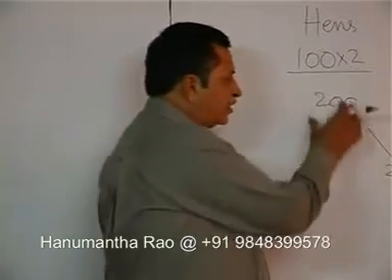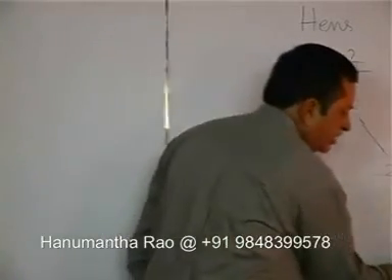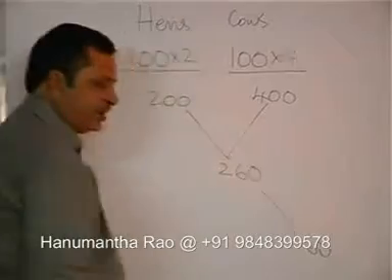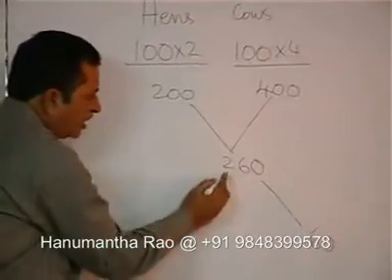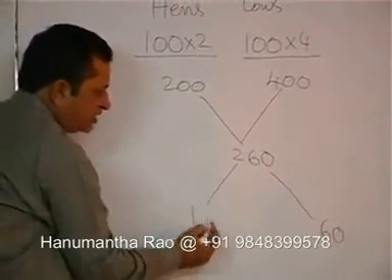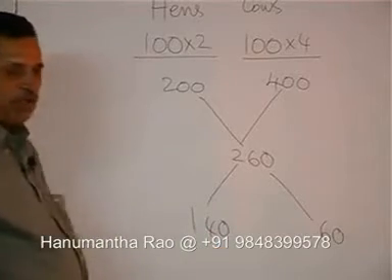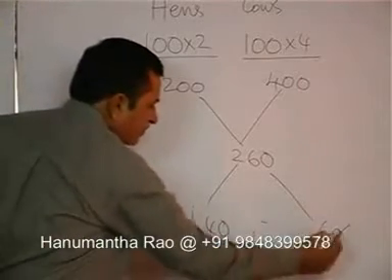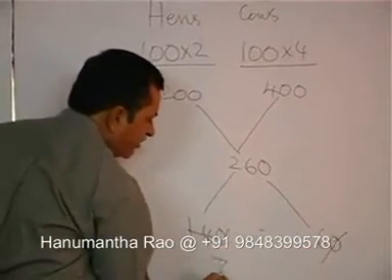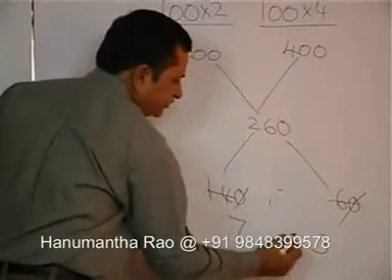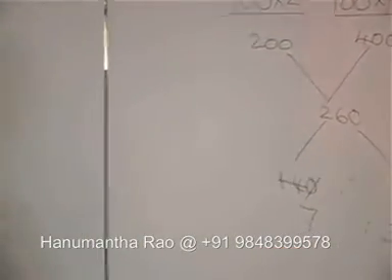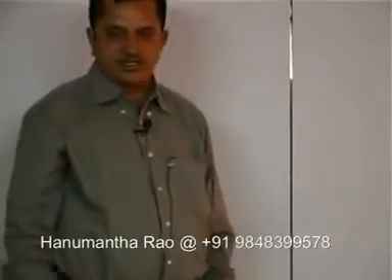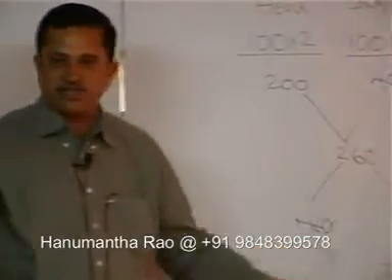So 200 and 260, the difference is 60. 400 and 260, the difference is 140. So 7:3. The hens and cows in the zoo are in the ratio of 7:3.